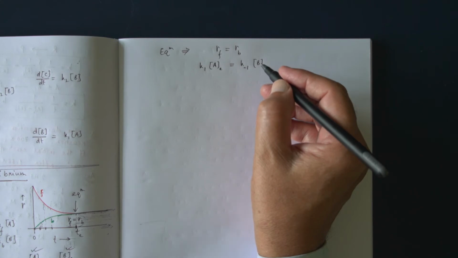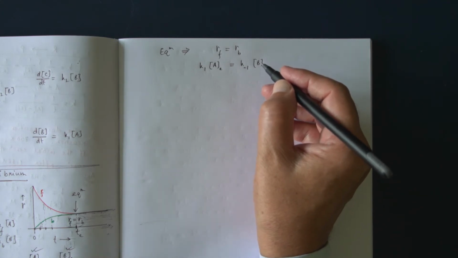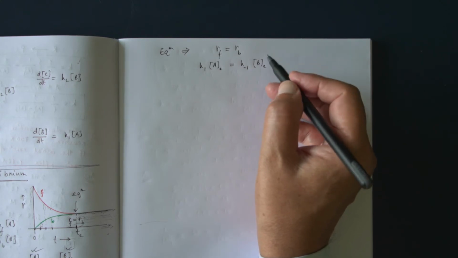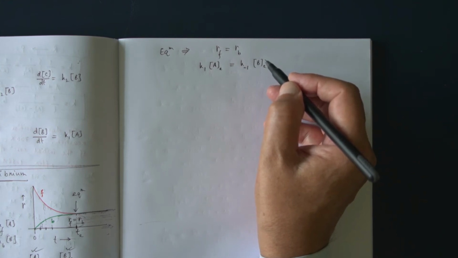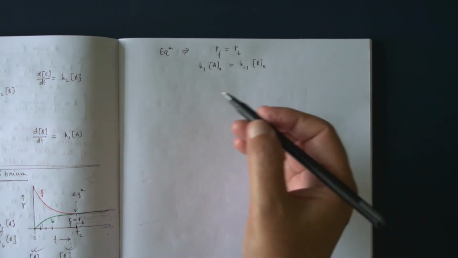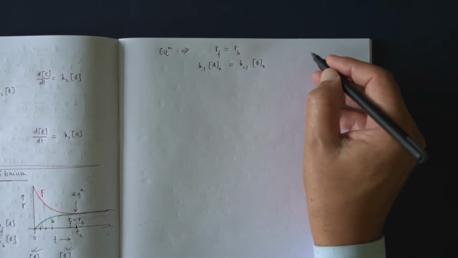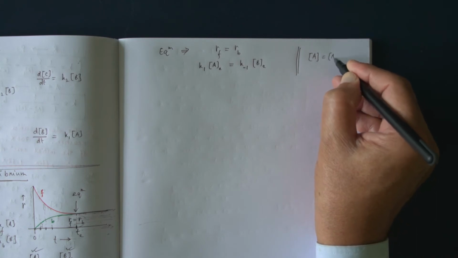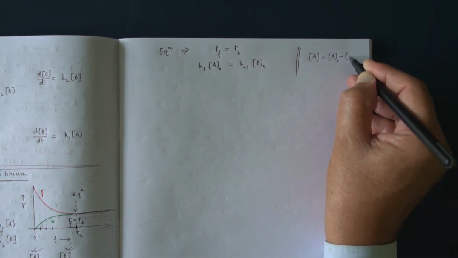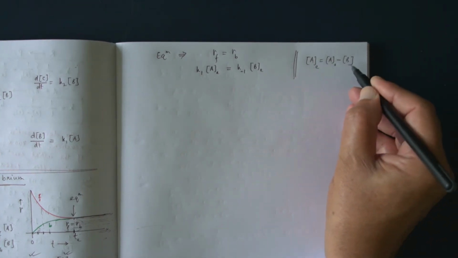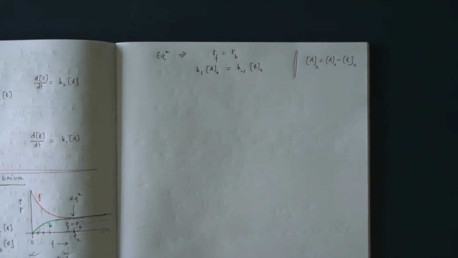Okay, or we can write that. We have already seen a equal to a naught minus b. We have already seen this. So a will be equal to b.